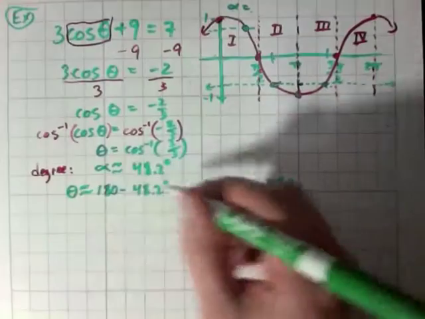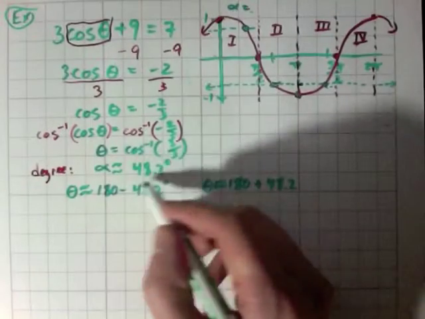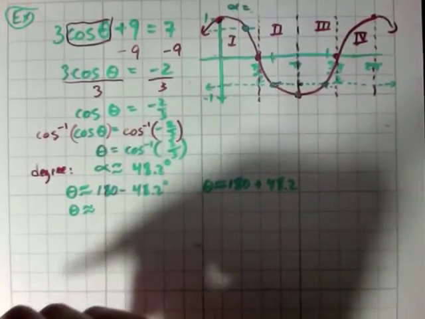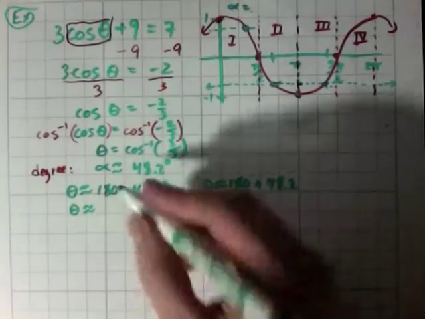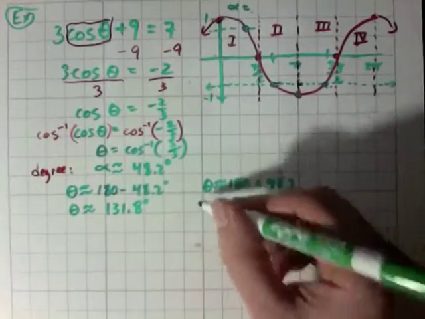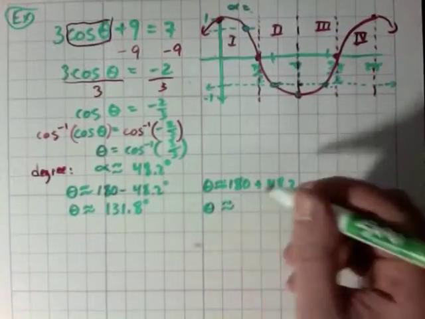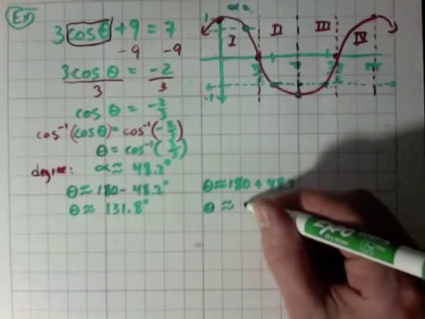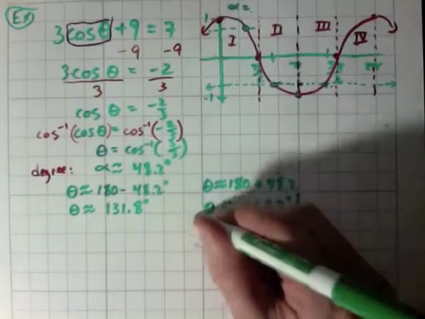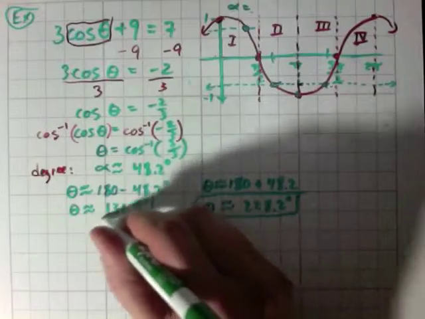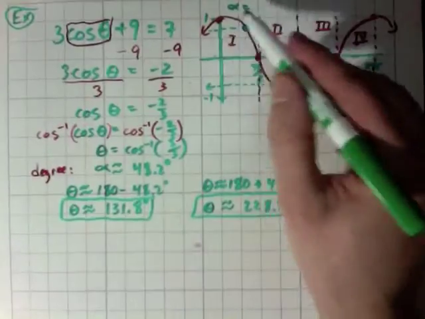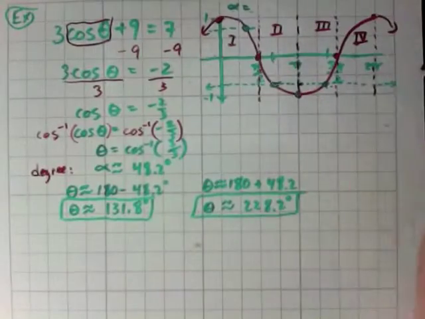And so I do this math here, and I will get theta. Actually, these are approximations once again. It's not exactly 48.2 degrees. So theta is about 131.8 degrees, or theta is about 228.2 degrees. So these are going to be my significant angles, the significant solutions of this problem that occur within one period of cosine.